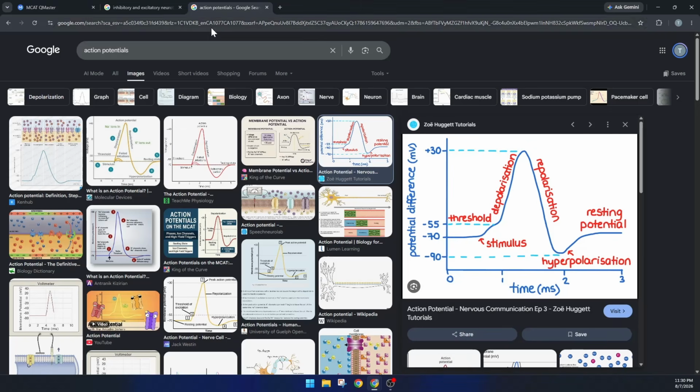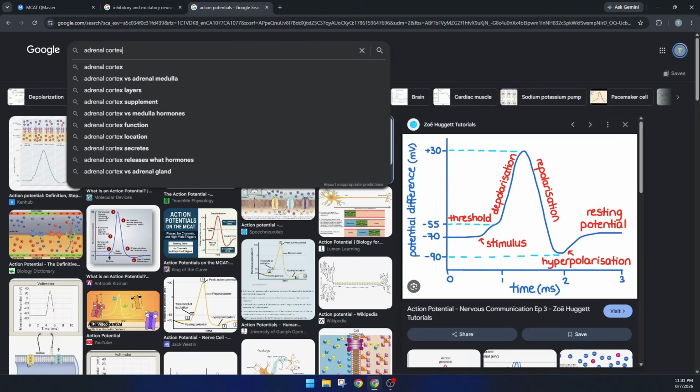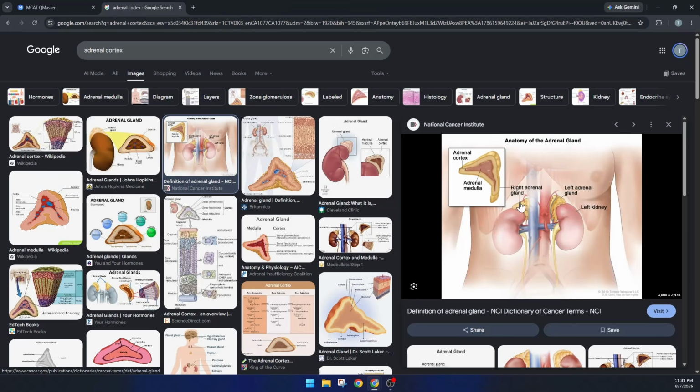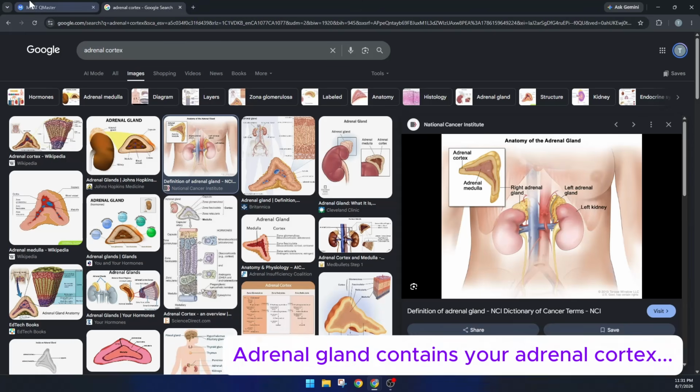So your adrenal cortex lies just above your kidney. Here's your right adrenal gland. You have a left adrenal gland as well. I don't know, maybe you're born with only one, but here's an anatomy with someone with two.